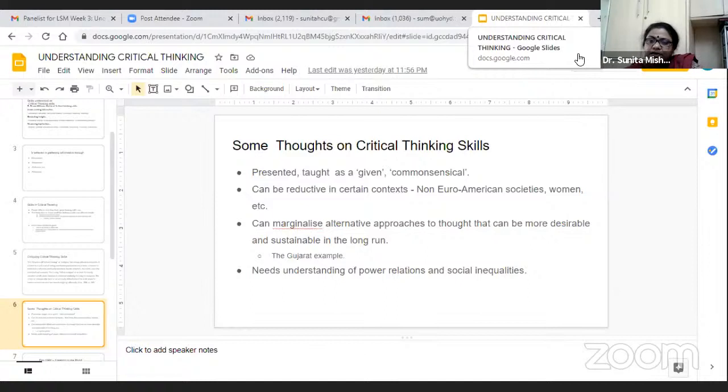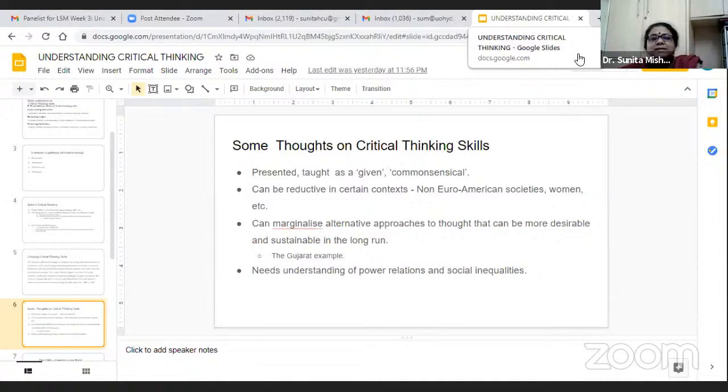And what happens eventually in a society? It increases social inequalities. The position of the more powerful, the position of the dominant becomes the given position, becomes the position that we understand, that we project, that we state, that we document as critical thinking.